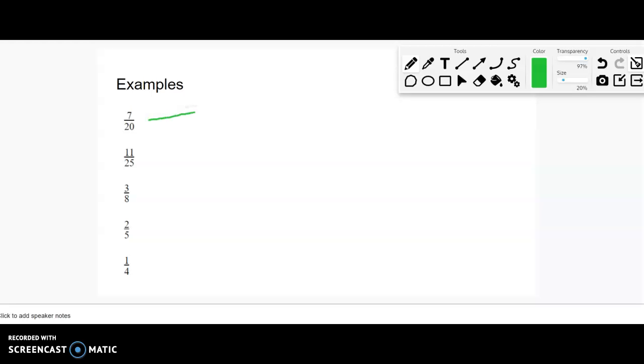What I need to do is think, what can I multiply by to get 20 to 10, 100, or 1,000? Now, I'm not going to go down to 10, so I'm going to think, how can I get up to 100? Well, I know 20 times 5 is 100. Then, just with equivalent fractions, if I multiply the bottom by it, I need to multiply the top by it. So 7 times 5 is 35. So 7/20 is equivalent to 35/100, which now I can much more easily write as a decimal.